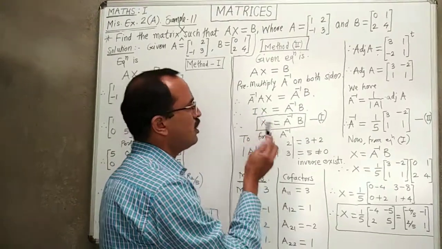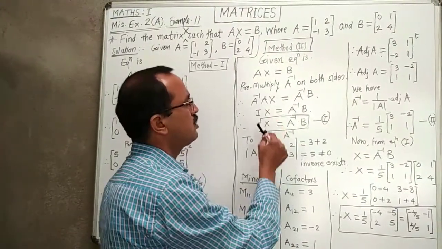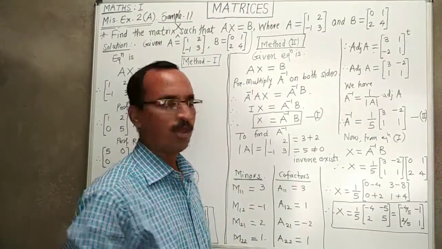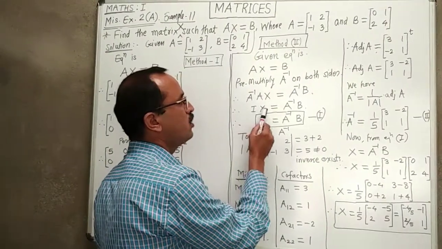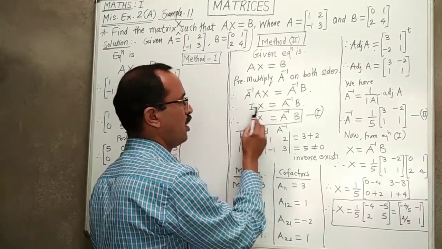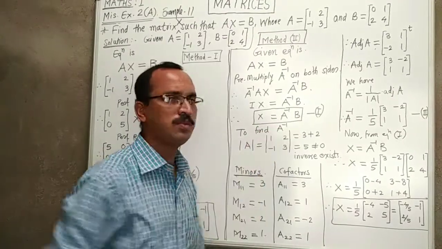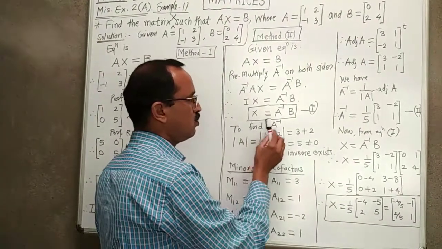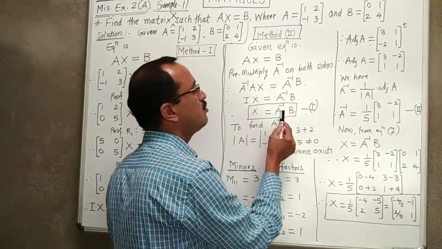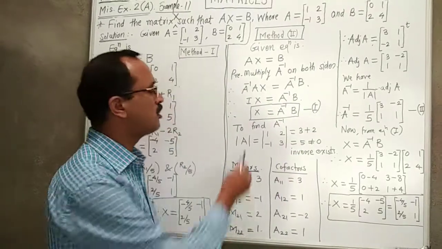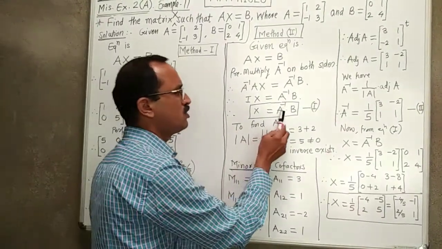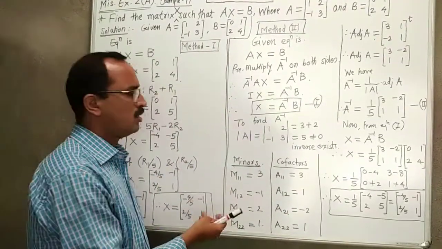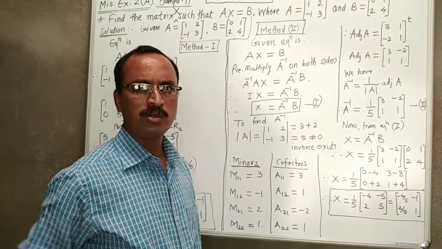So A inverse into A is equal to I. First of all we solve this equation, and in the left hand side the matrix is x only. So A inverse into A means I into x is equal to A inverse B. Therefore, I into x is equal to x is equal to A inverse B. Now to find the value of matrix x, we first find A inverse and then multiply this A inverse by B. Then we get matrix x. So to find A inverse, we use two methods. One is the transformation method or the adjoint method. We here use the adjoint method.